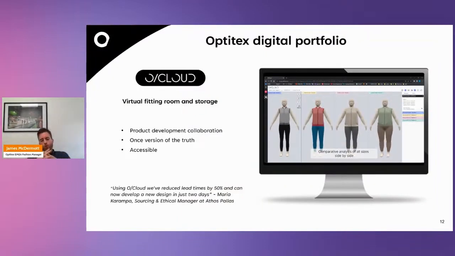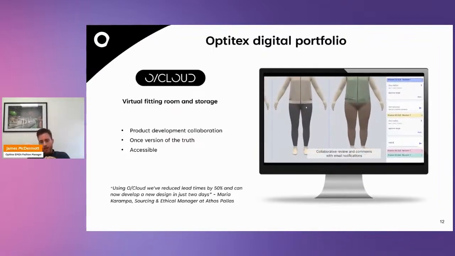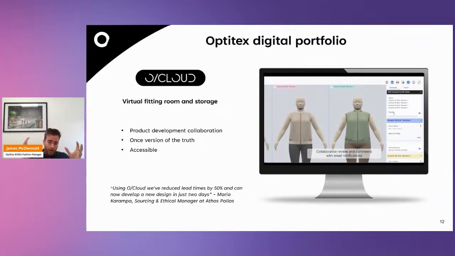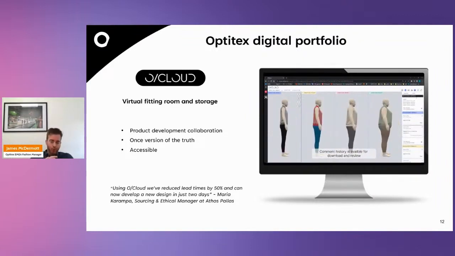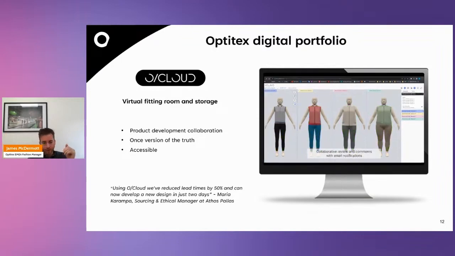OCloud is our virtual fitting room and storage facility where all the data from PDS can be imported into one space, and for each garment it creates a virtual fitting room. So now all your internal and external stakeholders can come on, review the product, and make the revisions the same way they would in any real life fit session. And this really is the tool that allows you to spread the value of 3D, breaking it out of just the technical team and spreading it across the entire product development process.